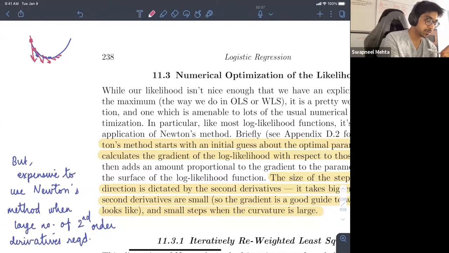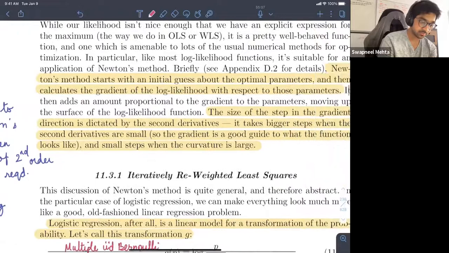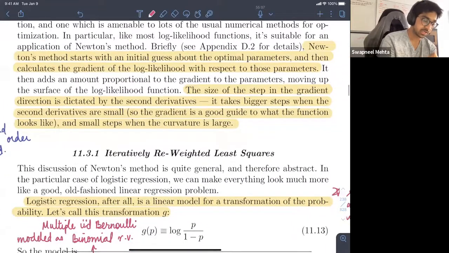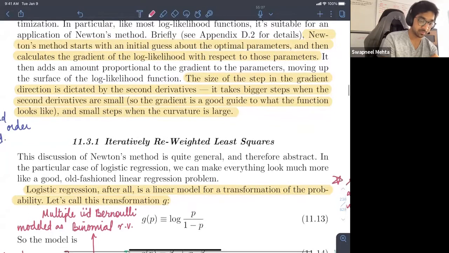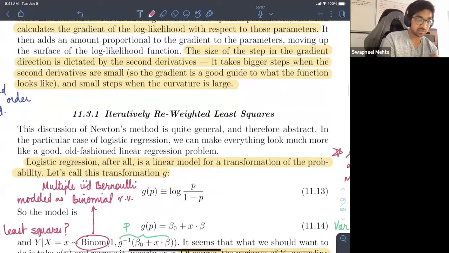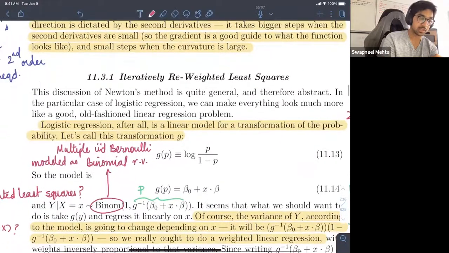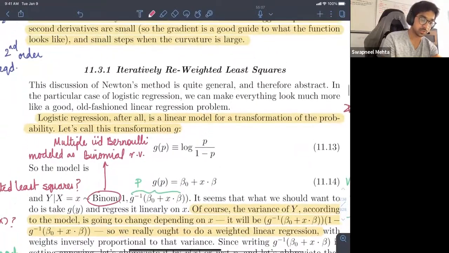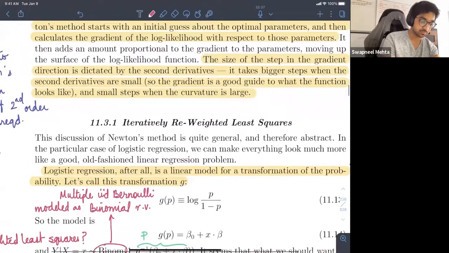That's the idea. So Newton's method takes second order derivatives, starts with an initial guess, then calculates the gradient of the log likelihood with respect to those parameters, then adds an amount proportional to the gradient to the parameters, moving up the surface of the log likelihood function. The size of the step in the gradient direction is dictated by the second derivatives. It takes bigger steps when the second derivatives are small, so that the gradient is a good guide, and small steps when the curvature is large.